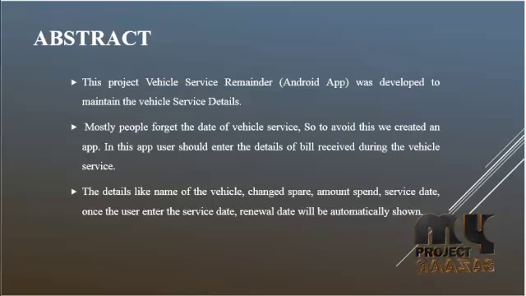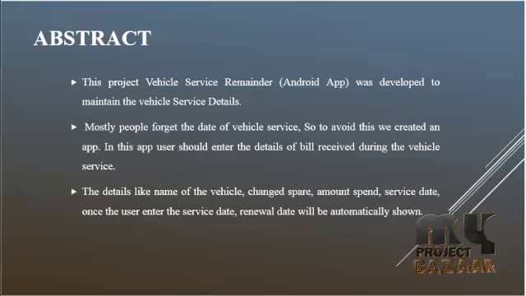In this app, the user can enter the details of the bill received during the vehicle service. The details may include the name of the vehicle, what spares were changed in the vehicle, how much amount was spent, and also the date of the service. Once the user enters the service date, the renewal date will be automatically shown in the GUI, and a notification will also be sent to the user's mobile.